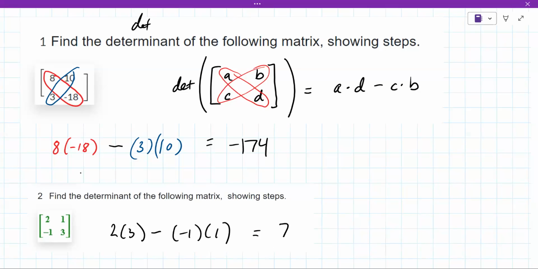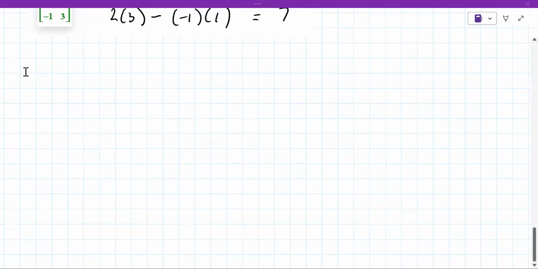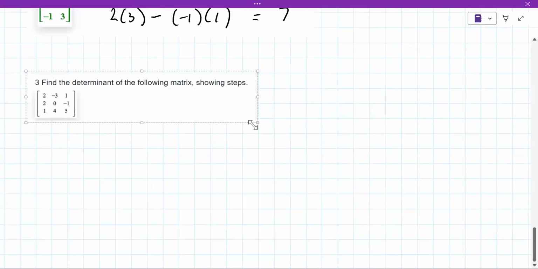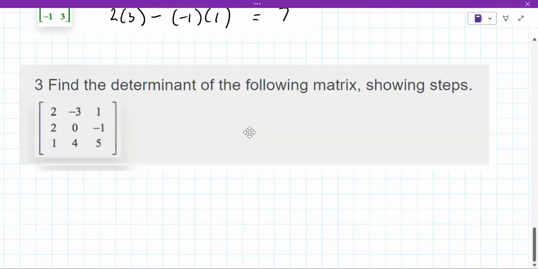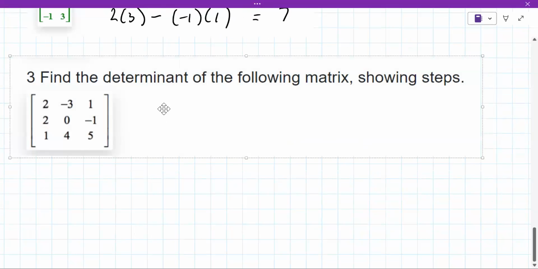All right. The next problem here is a 3 by 3 matrix. And it's the same thing. It's asking you to find the determinant. Unfortunately, it's a much different approach. And I actually do not like the way that they teach this, although I think it'll be okay for what we're doing.